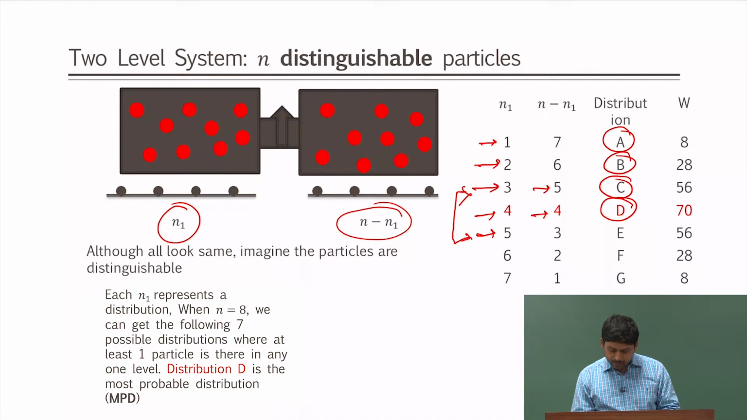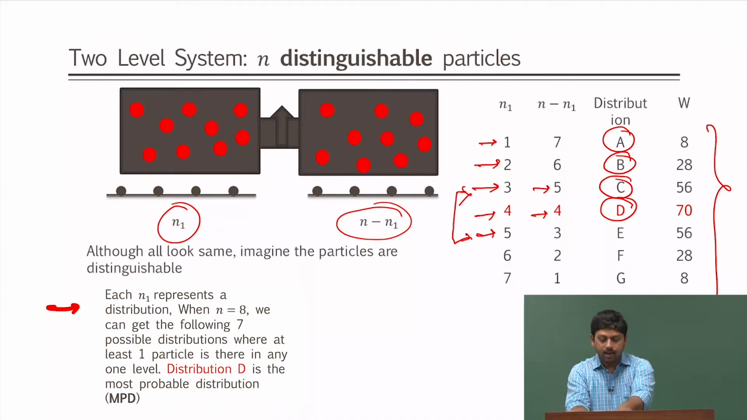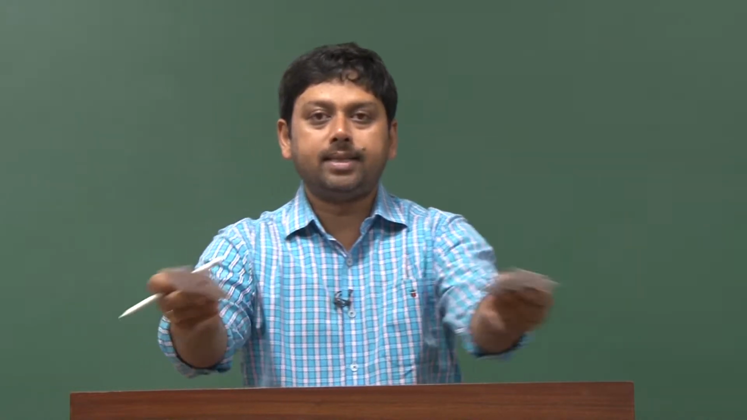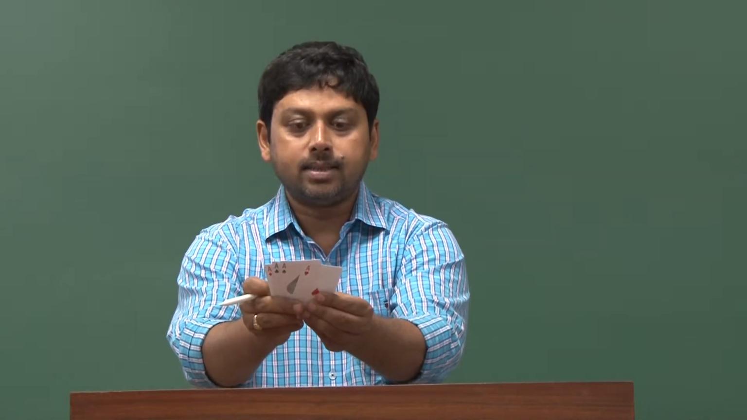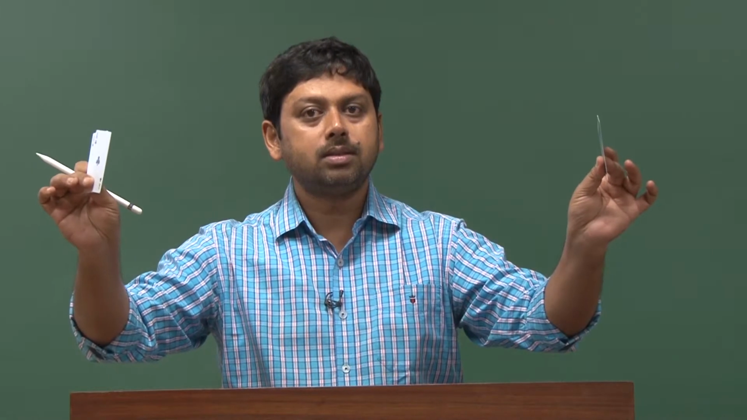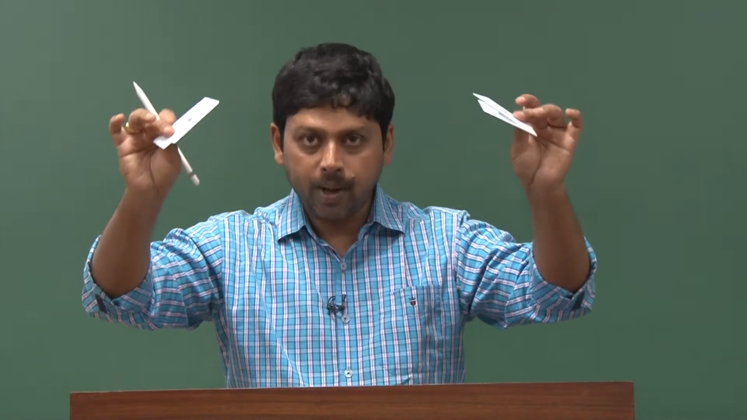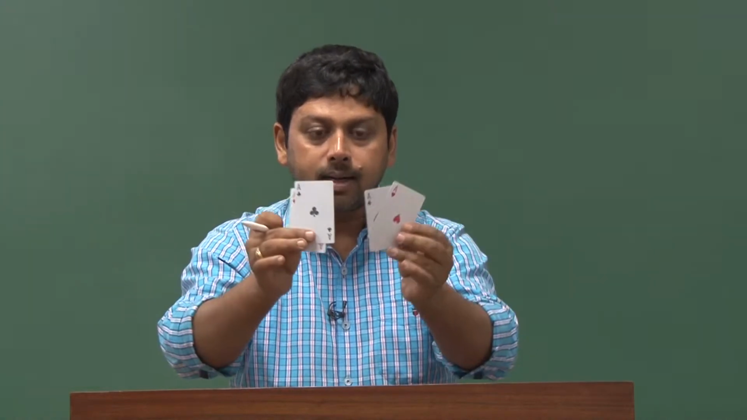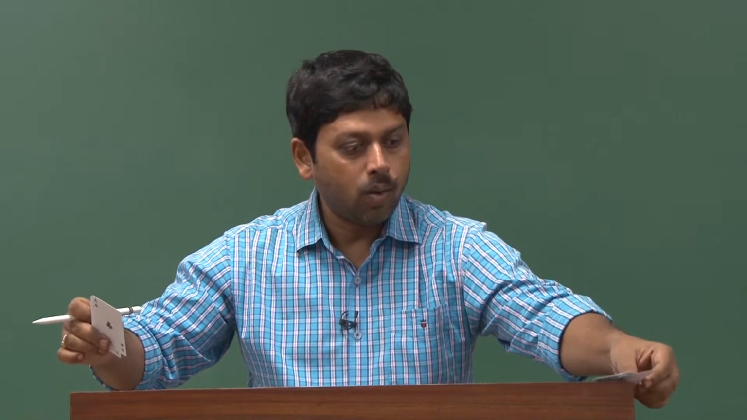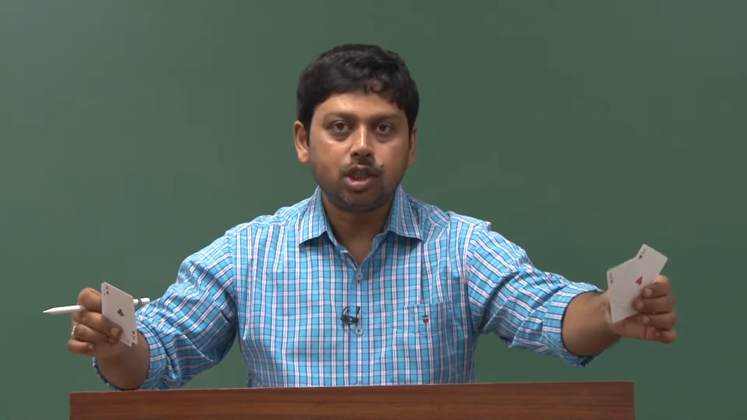So, here each n1 represents a distribution as I said, and when n equals 8 we can get the following 7 possible distributions that I mentioned. Each one is a distribution, meaning just like our cards, these 4 cards we were distributing in 2 hands. Similarly, I have 4 particles, I am distributing them in 2 boxes, just like that. 4 particles were distinguishable, but when I distribute them in one hand, they are indistinguishable.